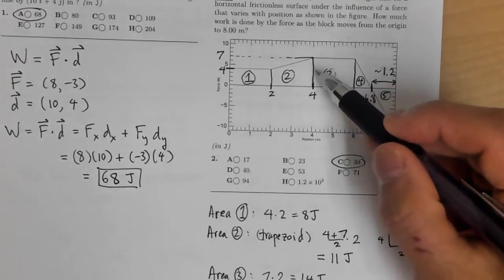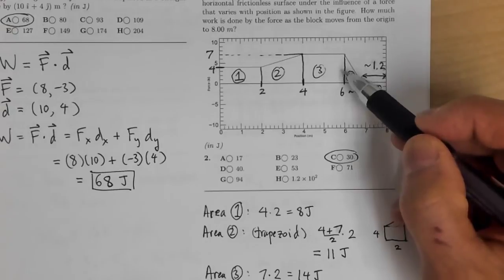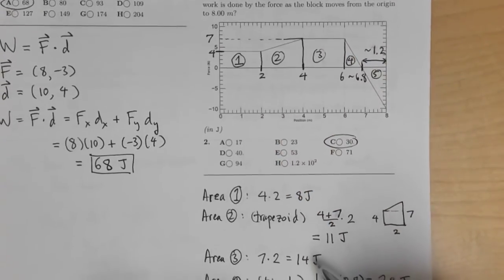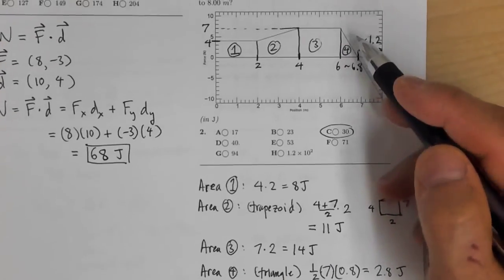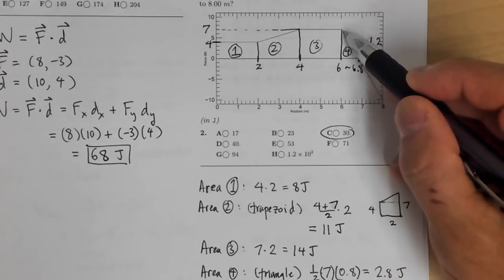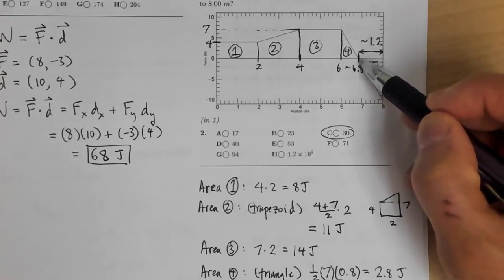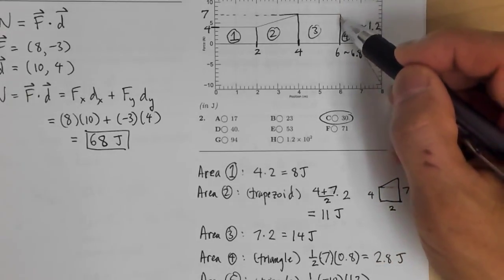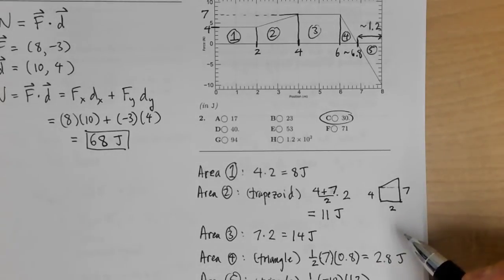Okay, for region 3, we have another rectangle. The width is 2, the height is 7. Okay, that's just read off from the graph. 7 times 2 is 14. Region 4 is this triangle. So the width is from 6 to 6.8. So that's 0.8 in width. Okay, and the height is 7. So it's 1/2 times 7 times 0.8. And that comes out to 2.8 joules.